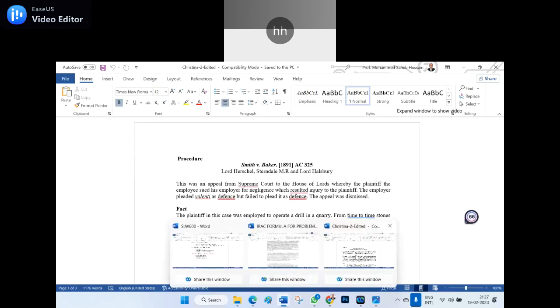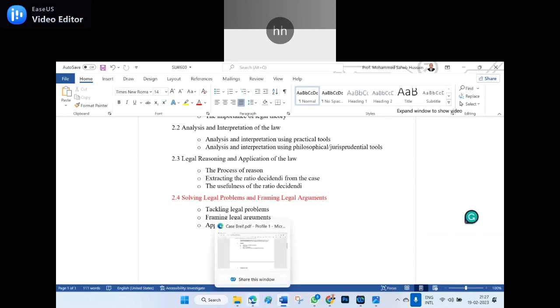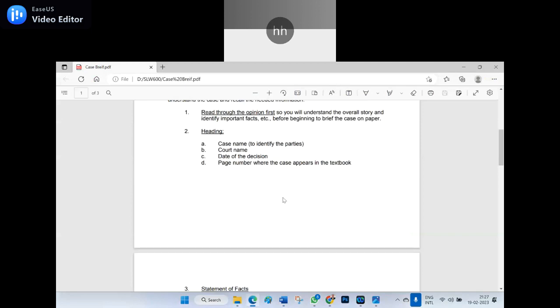When you go to case briefing, how it will consist, here I will show you. Yes, it is here. So case name to identify the parties, court name, date of decision, and page number where the case appears in the textbook. But when you are writing the citation, first the name of the case, that is the title of the case, should be in italics, and v should be a small letter. We are not supposed to write versus, or capital V and capital S, that is the old style; the small v, and that in italics.